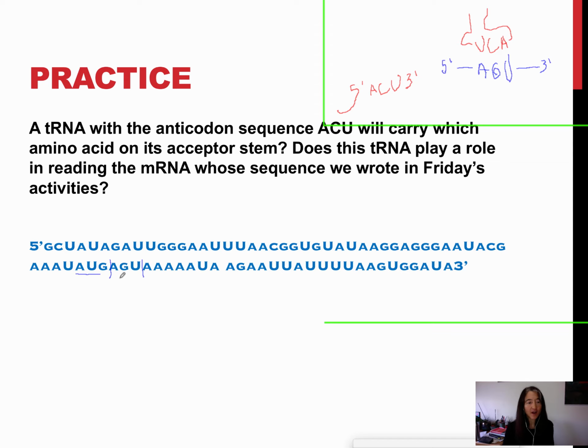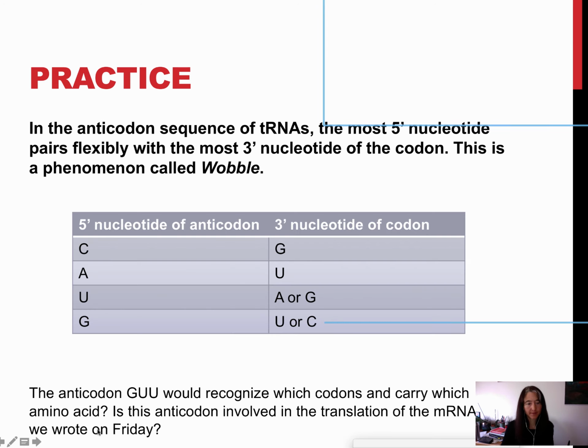So then now what you'll have to do to find out which amino acid is connected way up above there on the acceptor stem of that tRNA, you'll need to use your codon usage table and look up AGU to find out what amino acid that tRNA carries.